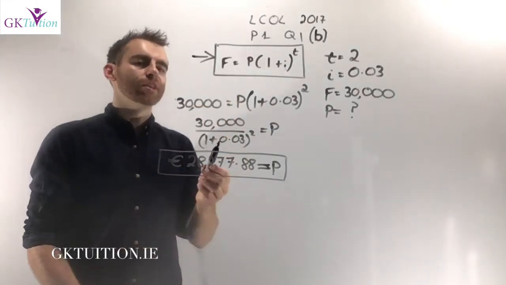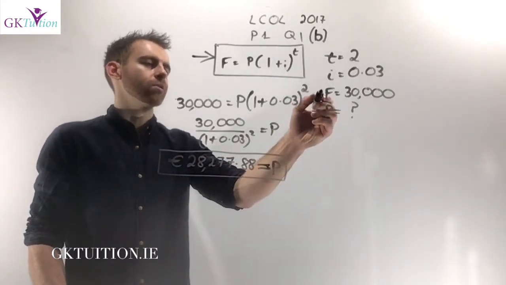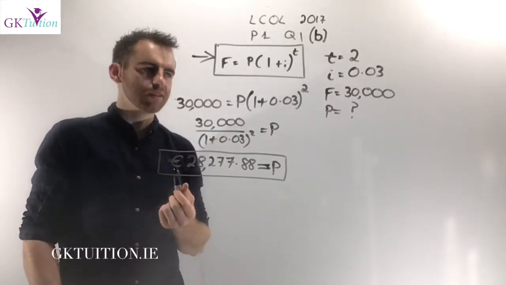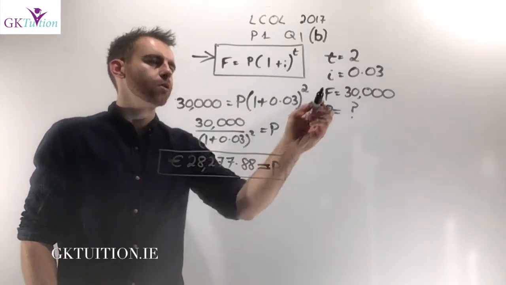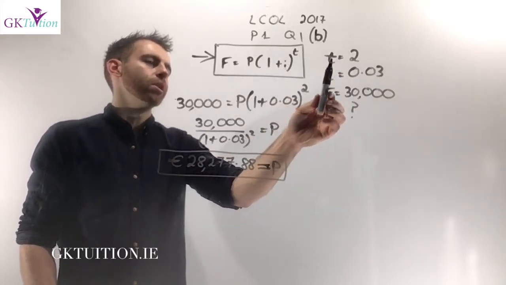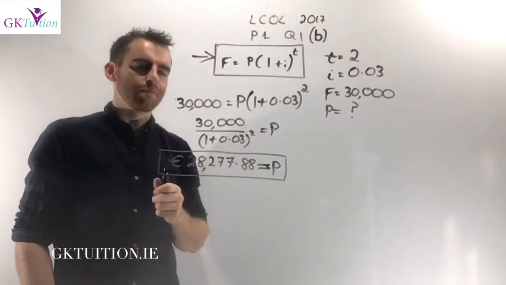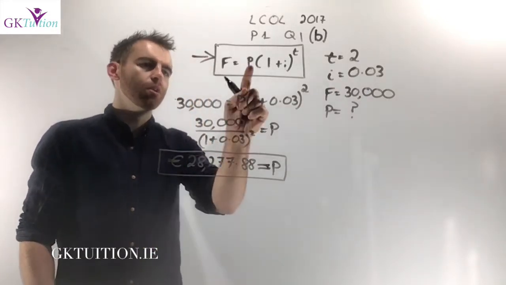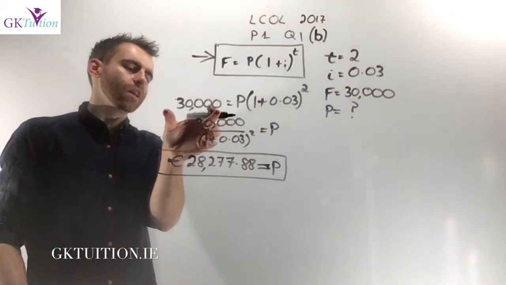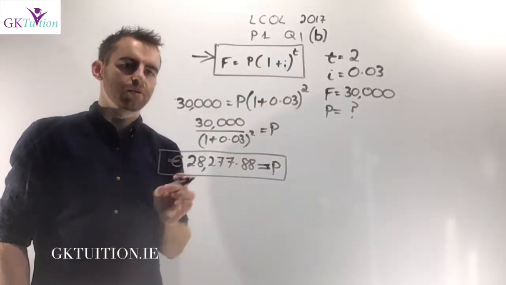So we've been told that the final value after 2 years, this sum of money is worth 30,000. So F is 30,000. We've been told the interest rate is 3%. So you get 3 and you divide it by 100. So I is 0.03. And we've been told this is for 2 years, which means T is equal to 2. So if we sub into the formula from our maths tables, the only thing we don't know is P. So you'll notice that that's what I did on this line. I get 30,000 is equal to P times 1 plus 0.03 to the power of 2.